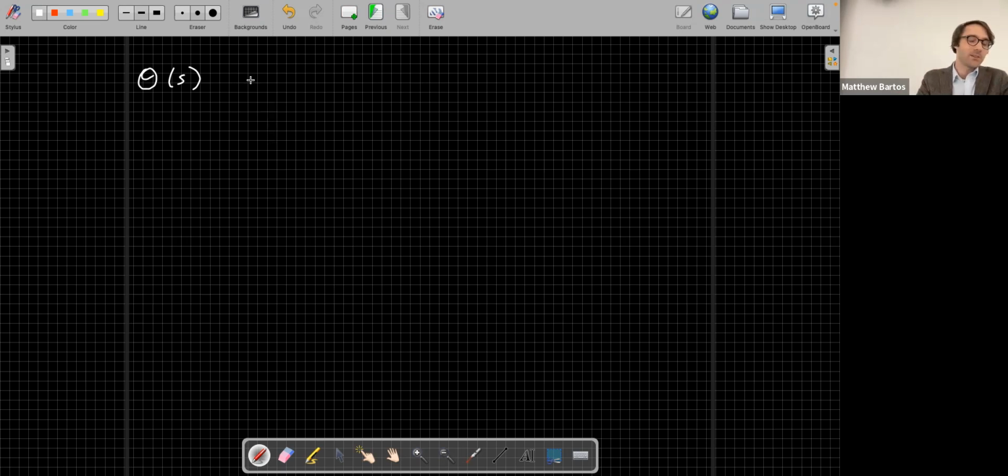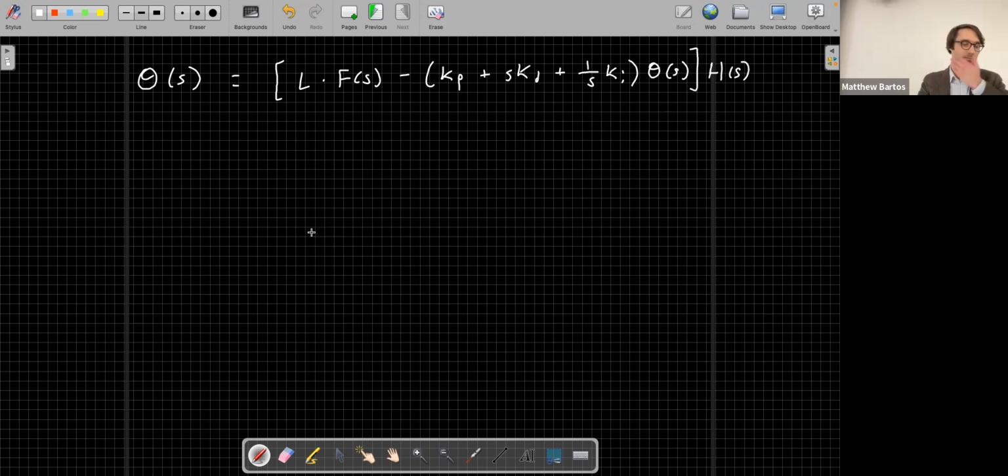So the closed loop transfer function will be equal to, if we follow those loops on the block diagram, L times f(s) minus (Kp plus s kd plus 1 over s ki) all times theta(s) all times h(s). Okay, and if we write out our transfer function theta(s) over L times f(s), what we will eventually end up with is the following expression.